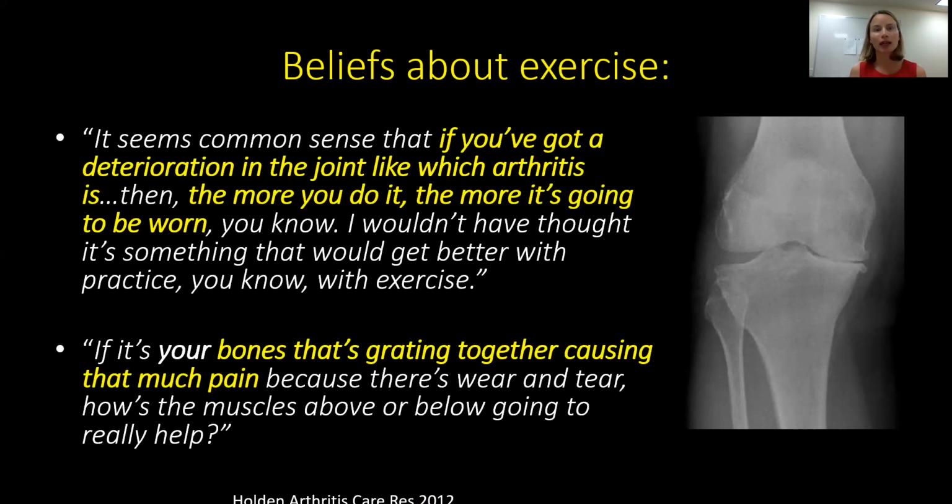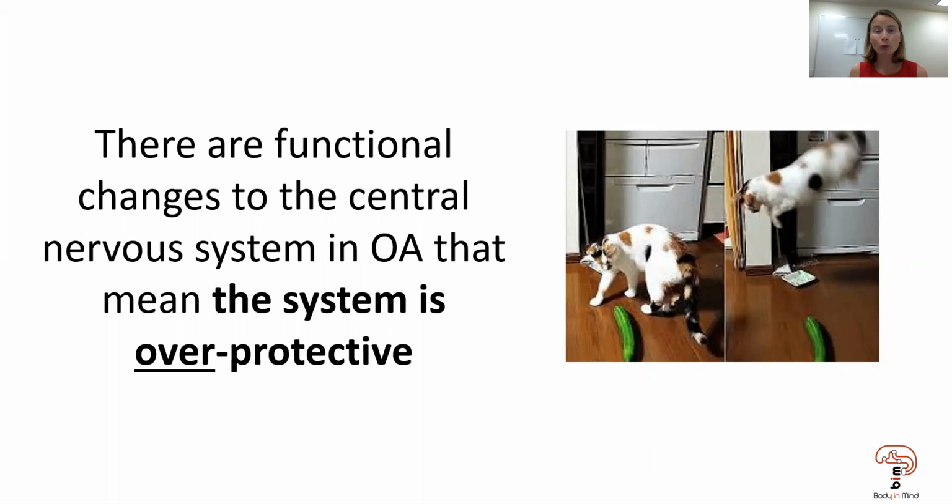Because if the only reason you're having pain is because things are bone on bone, why would doing anything more be helpful? But the problem with this relates to the language we use around osteoarthritis that instills this very strong knowledge and belief that bone on bone is the key. And the problem with that is that it's not accurate based on new pain science in osteoarthritis. So we're starting to understand now that in people with osteoarthritis, there are functional changes to the nervous system that actually mean the system itself is overprotective. And I want to talk through some of those with you today.